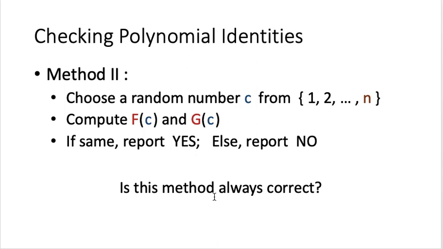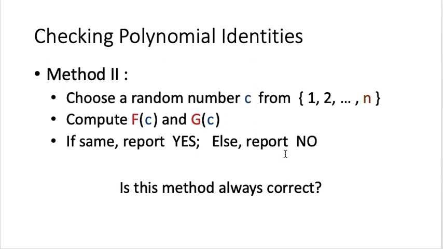Okay, now, is the method always correct? Let's go back a little bit. Here we are assuming that we are choosing a random number c. So let's be more specific. What is meant by random here? Let's say the random c comes from the collection of integers 1, 2, 3, up to n. So we are picking a random integer from 1 to n at the beginning. So let's analyze the performance of this algorithm, assuming this. Okay, so is this method always correct?